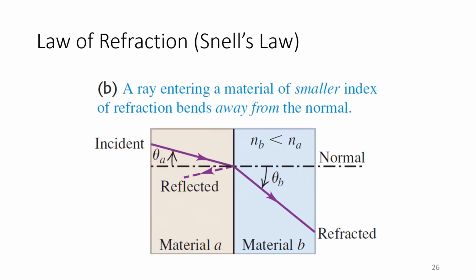If we consider the opposite case, where the refractive index is actually smaller in the transmitted side, we see a different result. So for this case, n sub b has to be less than n sub a. The ratio n sub b over n sub a would then be less than 1, and the angle of refraction theta sub b would actually be larger than the incident angle theta sub a. This means that a ray entering a material of smaller refractive index would actually bend away from the normal.